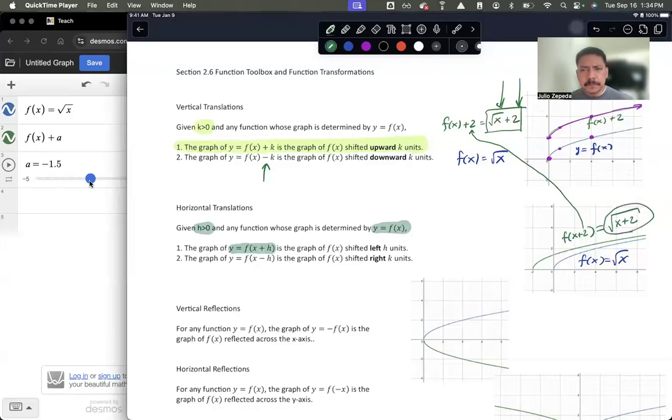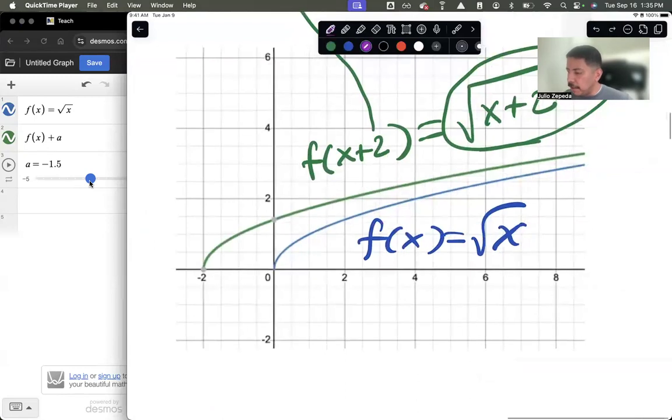Well, if we add a number inside of the function, then that is going to shift the graph to the left h units. And so we can actually see that the blue graph shifted 2 units to the left to give us our new transformed graph. So the points that we said earlier, they were 0, 0, 1, 1, and 4, 2. Each one of them has been shifted to the left 2 units to give us our new graph.